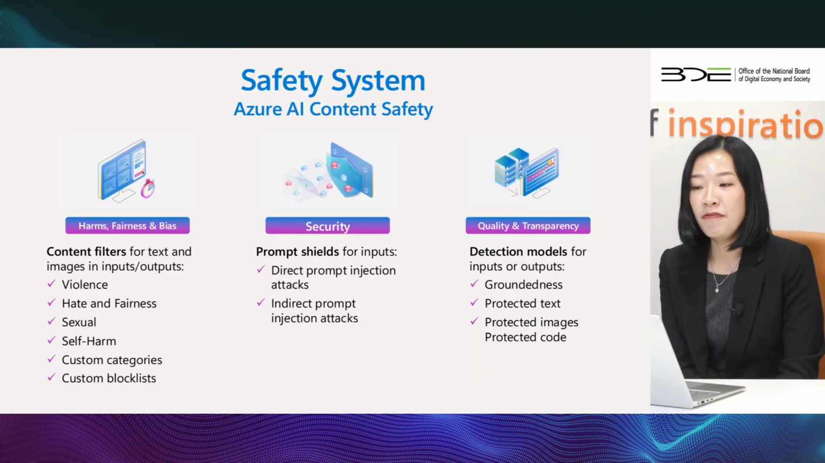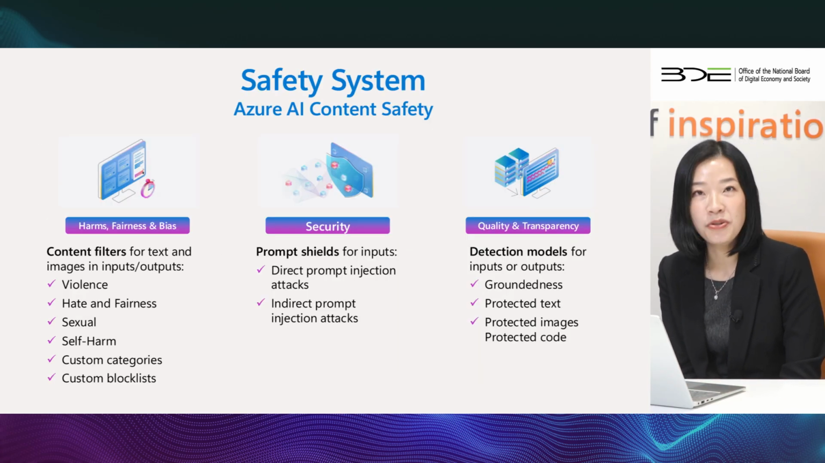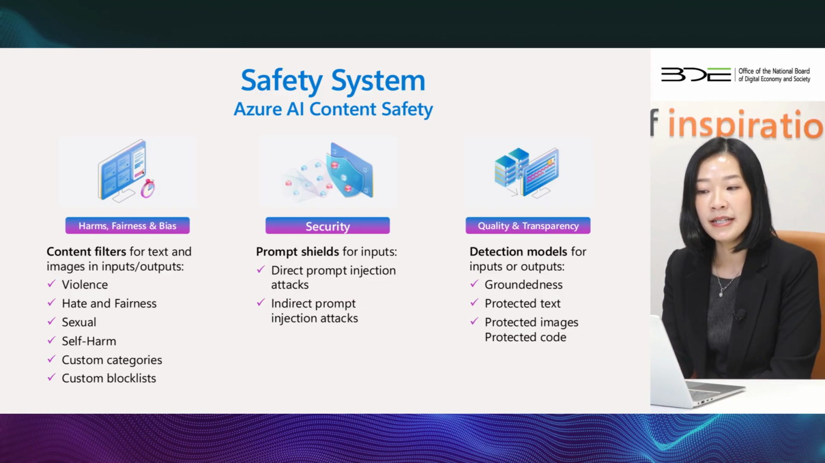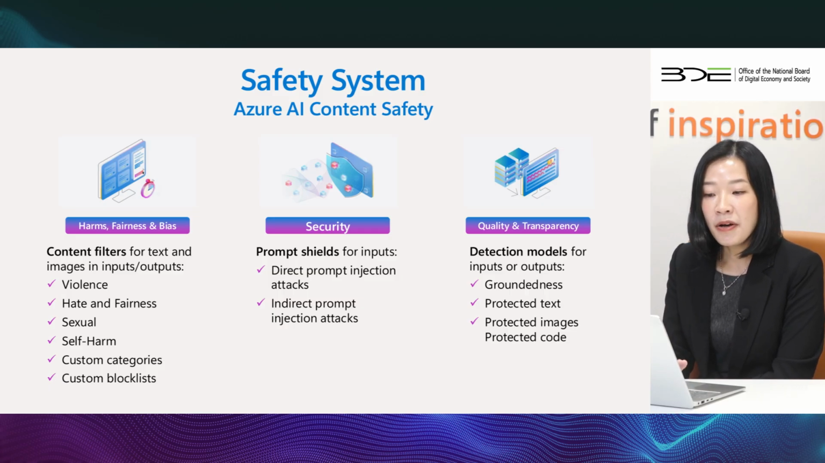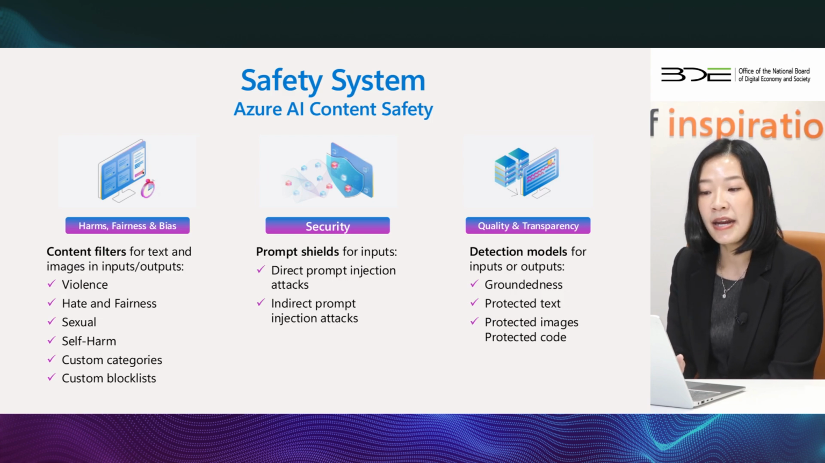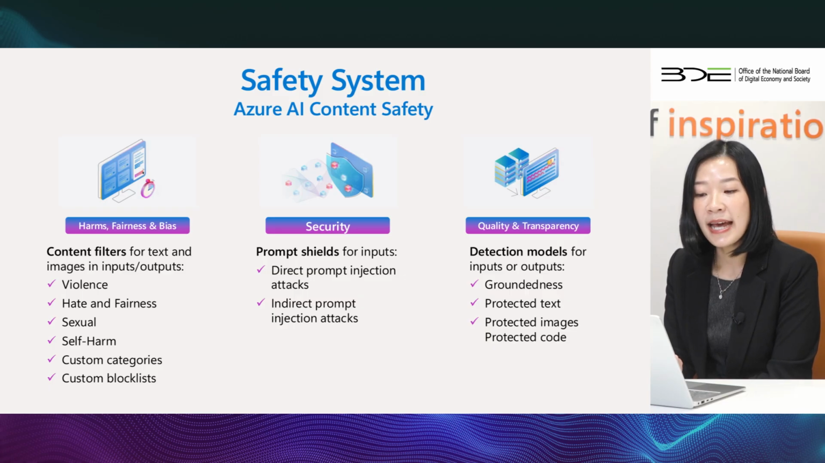There are three types of filter systems offered by Azure AI Content Safety. We can group them, and the first group is content filter. The second is prompt shield, and the last one is detection mode. So, for example, the content filter will filter the input of the prompt and also the output generated by the models, whether the output is violence, hate and fairness, sexual, self-harm, custom category or custom blocklist. With this, we can select how we are going to handle this kind of content.